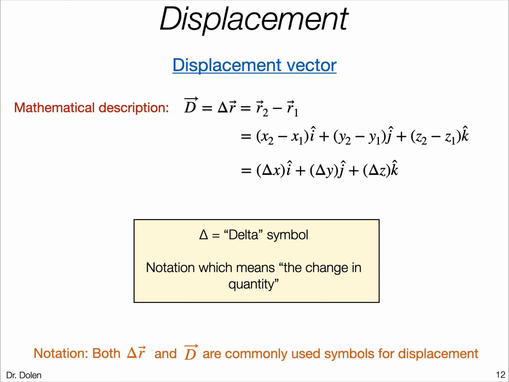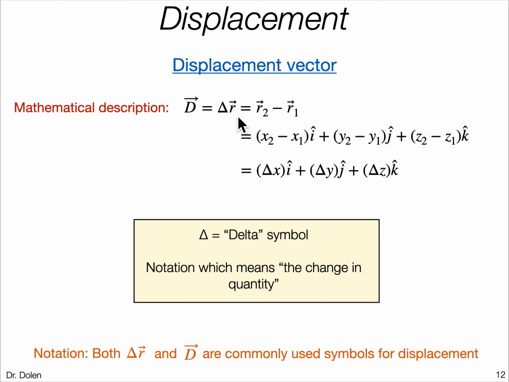Okay, so how do we define this more mathematically? And again, we've got a few different symbols we're going to use. At times we may just use a capital D for displacement with the arrow above it to specify this as a vector, or we may just say delta R because this is our definition of displacement. It is the change in our position or the change in our position vector. So delta R is equivalent to displacement. So at times we could just use that notation.